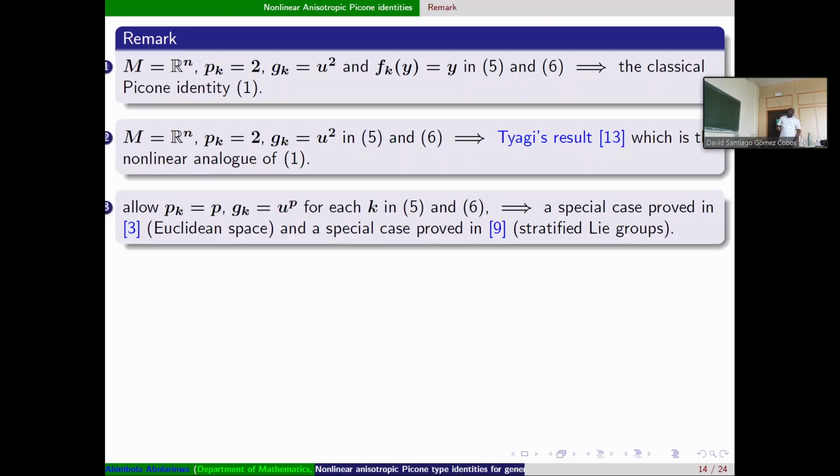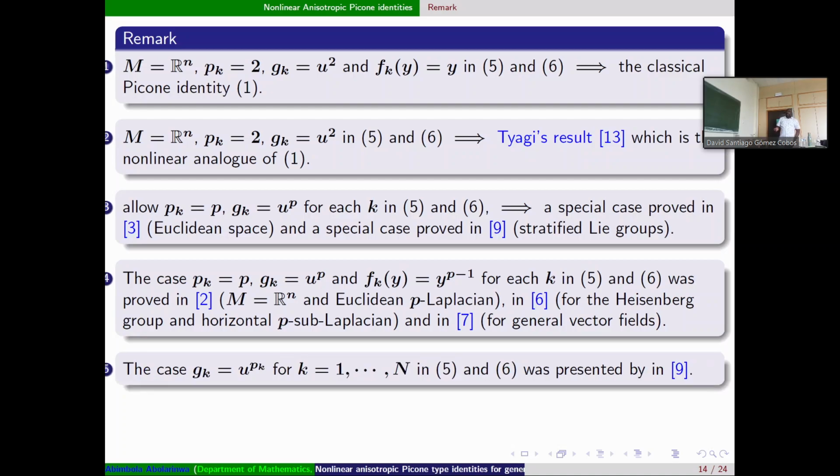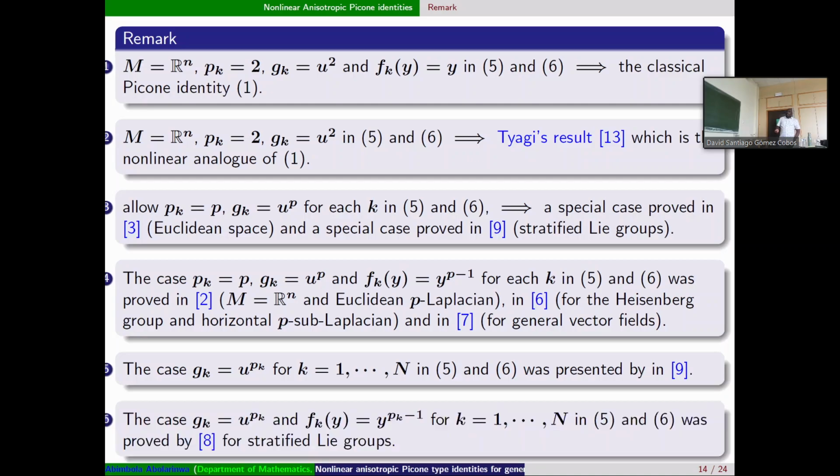Also, we have this. If p_k is p, you have defined this to be this, and this to be this. This has been proved also for the stratified group. So you have p_k to be p, g_k to be u, and f_k to be y. Then you have this proof. In fact, this is an earlier result by, I think, Niu, Wang and Zhang. They proved this for the Heisenberg group. And you have this case for Euclidean: if M is equal to R^n and you have the Euclidean p-Laplacian, this has been proved to be true. Then as well, you have things like this, and so on.